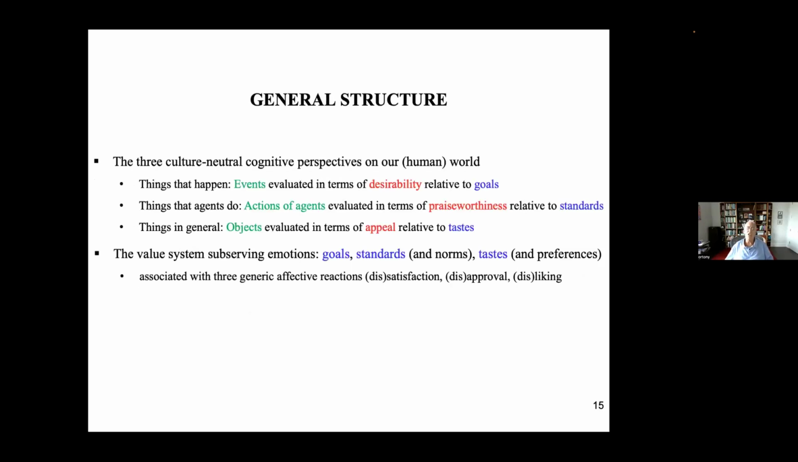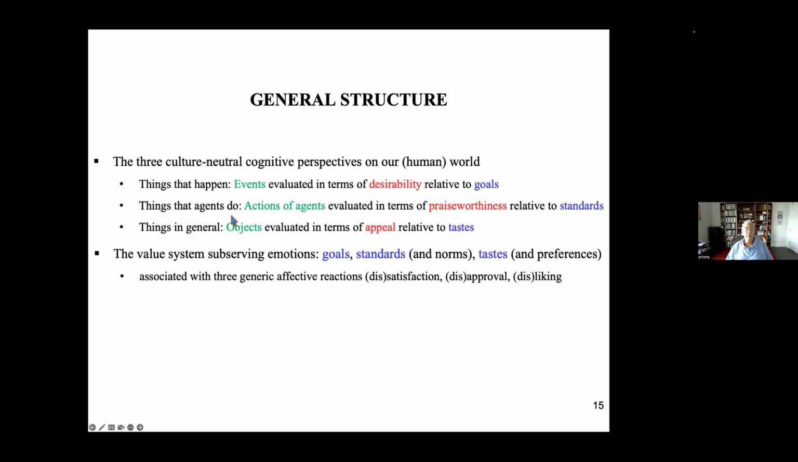So the general structure of OCC is based on the idea that we humans, at least, can make sense of the worlds in which we live in one of three possible ways, sometimes more than one at the same time. We can either think about what's going on in terms of things that just happen, or in terms of things that someone does, or just things in general. Things that just happen we call events, and they're evaluated in terms of the desirability of the event relative to goals.